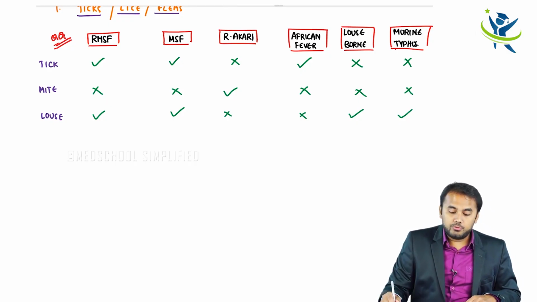Where do you find lymphadenopathy? This disease is characterized by the formation of lymphadenopathy. So where do you find lymphadenopathy in these diseases? Lymphadenopathy is basically found in two of these infections.